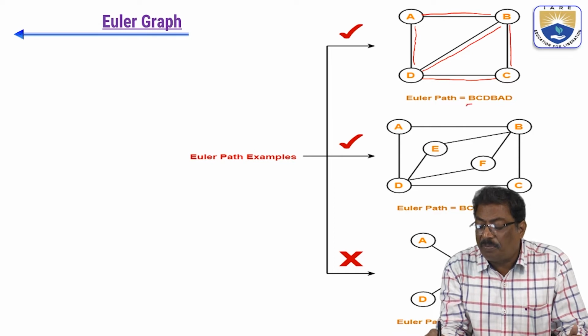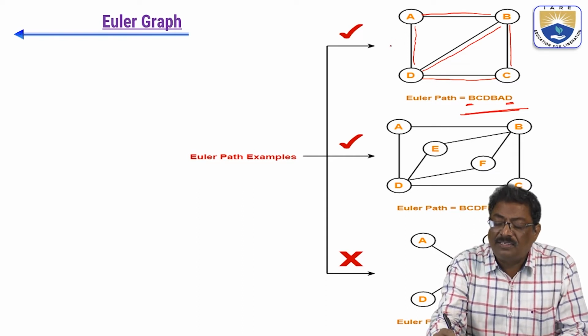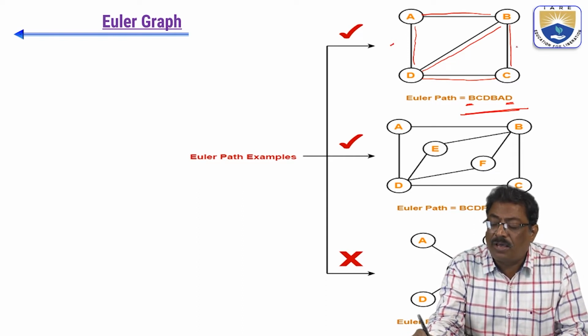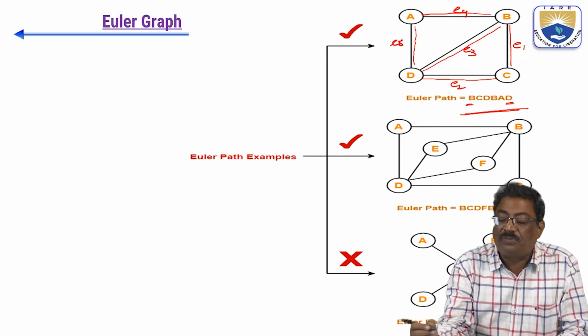That means this is B and D. This is open, this is an open walk. Let us consider the edges. So we are taking E1, E2, E3, E4, E5.